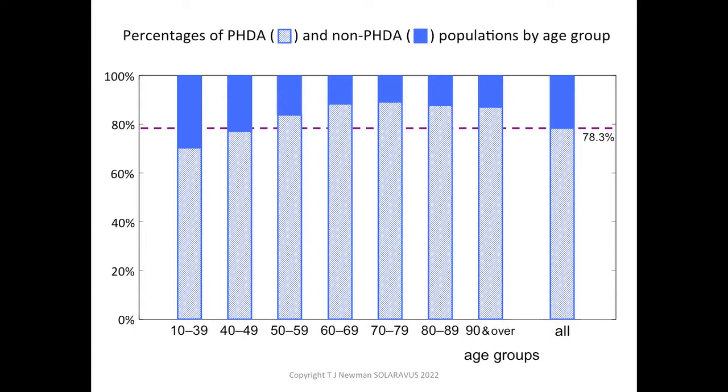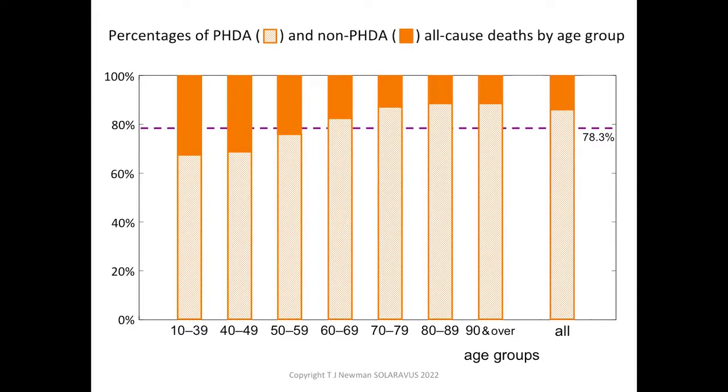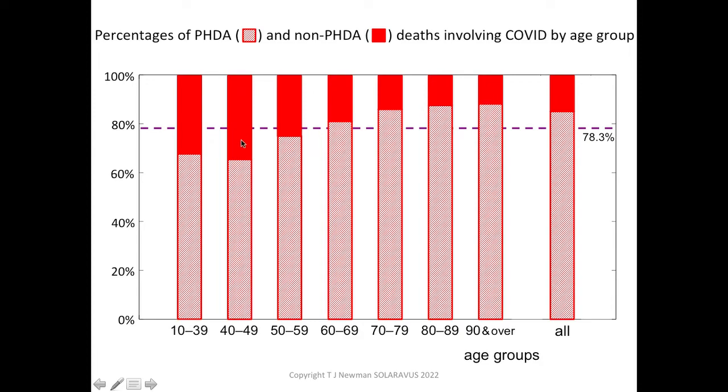Just very briefly, I'll show you the same plot for all-cause deaths, where again you can see that the deaths do not follow the straight average of the population. The total average we saw of deaths was 86%, but you can see that much greater percentages of individuals in these younger age groups are counting towards that mortality in the non-PHDA population. And this is even more stark if you just look at deaths involving COVID.